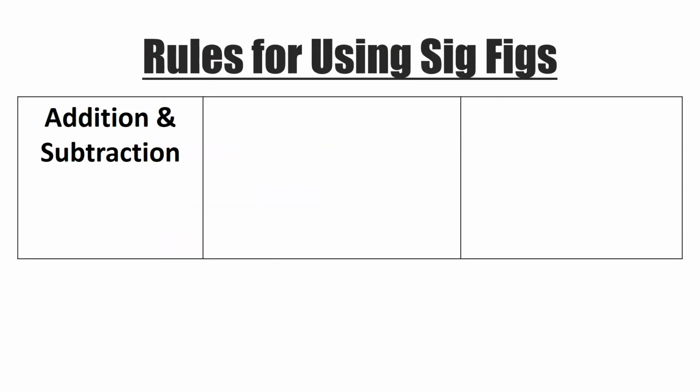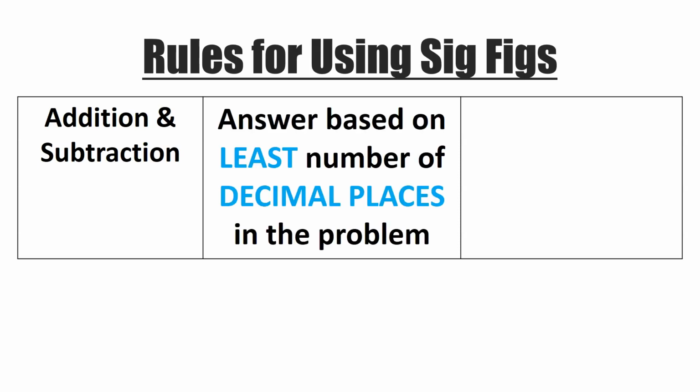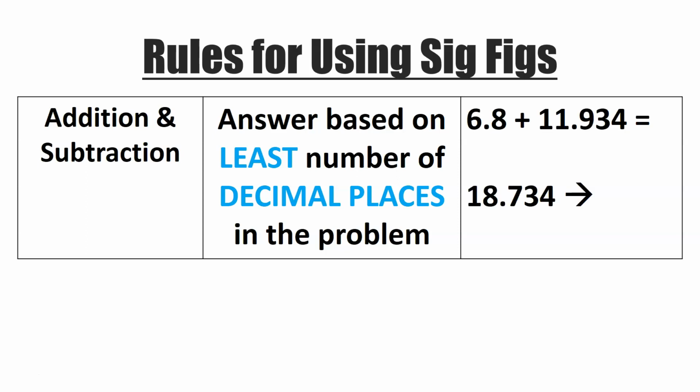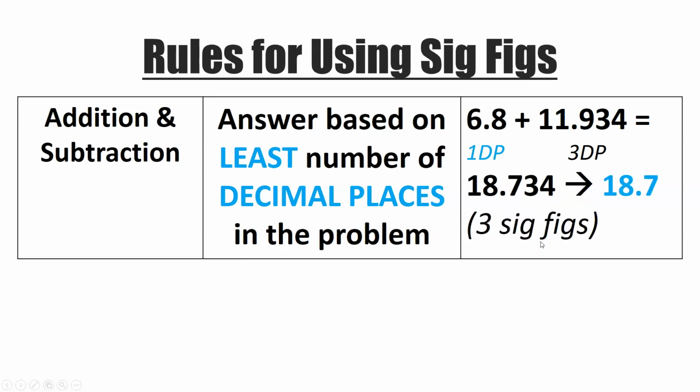Adding and subtracting is a little bit different. Adding and subtracting, we're going to base things off of the least number of decimal places. So in this example, this has 1 decimal place. This has 3 decimal places. My calculator spits out this answer, but I need to adjust it to be based on the least number of decimal places. So instead of 18.734, I'm only going to write down 18.7.